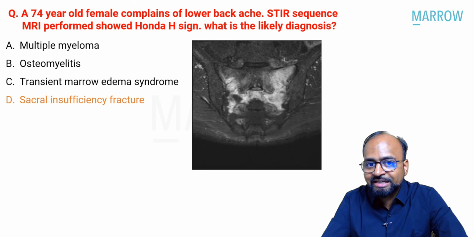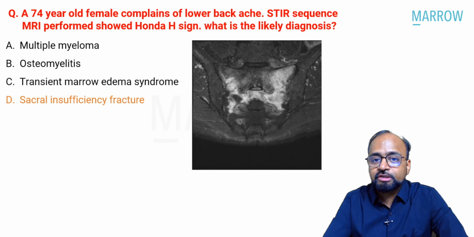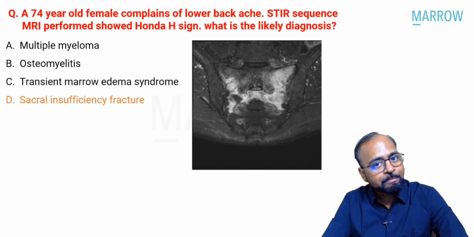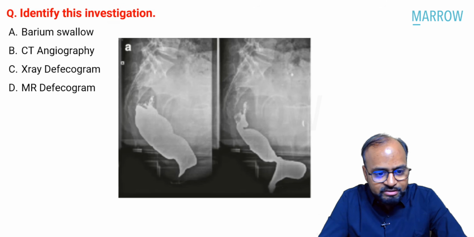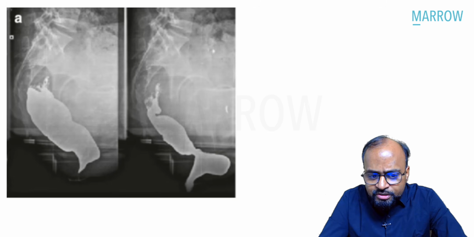So this is the H sign or Honda sign in sacral insufficiency fracture, seen on STIR MRI. It could also be seen on an MDP bone scan. Yes. So identify this investigation. What is this investigation now?